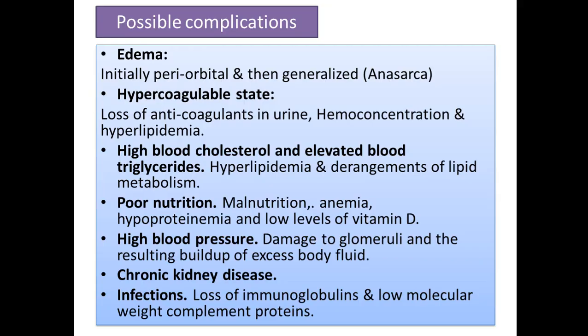So, summarizing the possible complications of nephrotic syndrome, there is edema, which initially appears in the periorbital region and later on becomes generalized and may lead to a severe form of edema known as anasarca. A patient with nephrotic syndrome is said to be in a hypercoagulable state because of the loss of the anticoagulant protein antithrombin III in the urine.